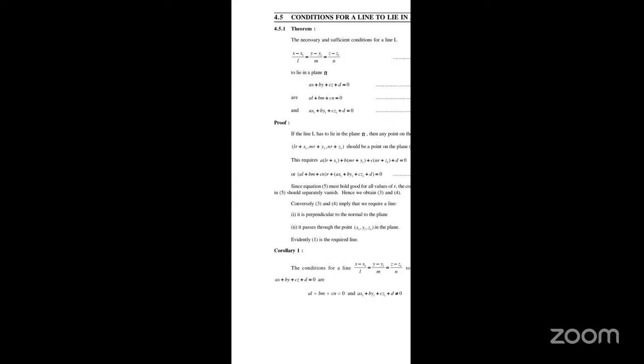Corollary 1. The line is parallel to the plane. The condition for the line to be parallel to the plane is al plus bm plus cn equal to 0. Here theta equals 0 degrees, from the angle between a line and a plane. That is also in the same manner.